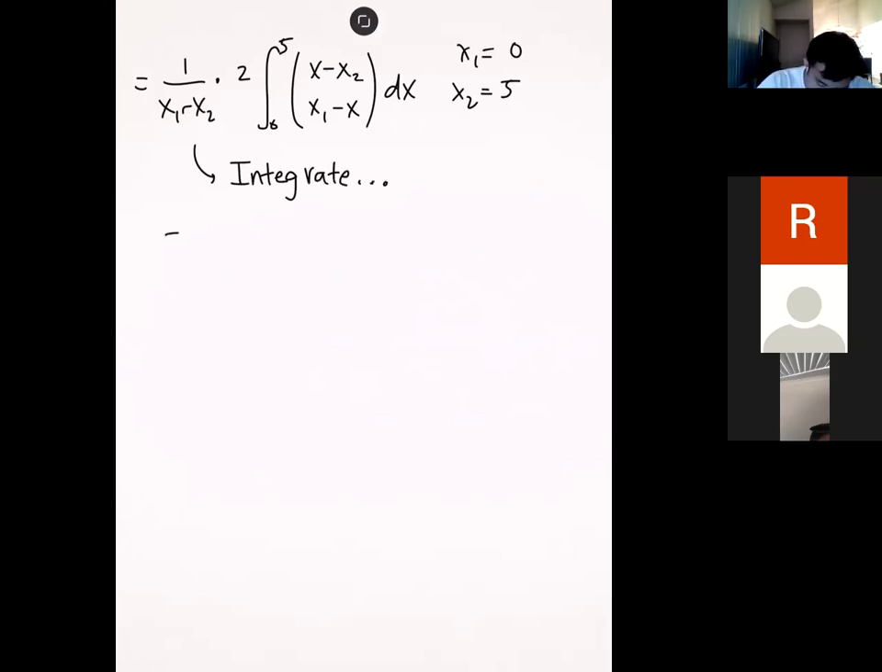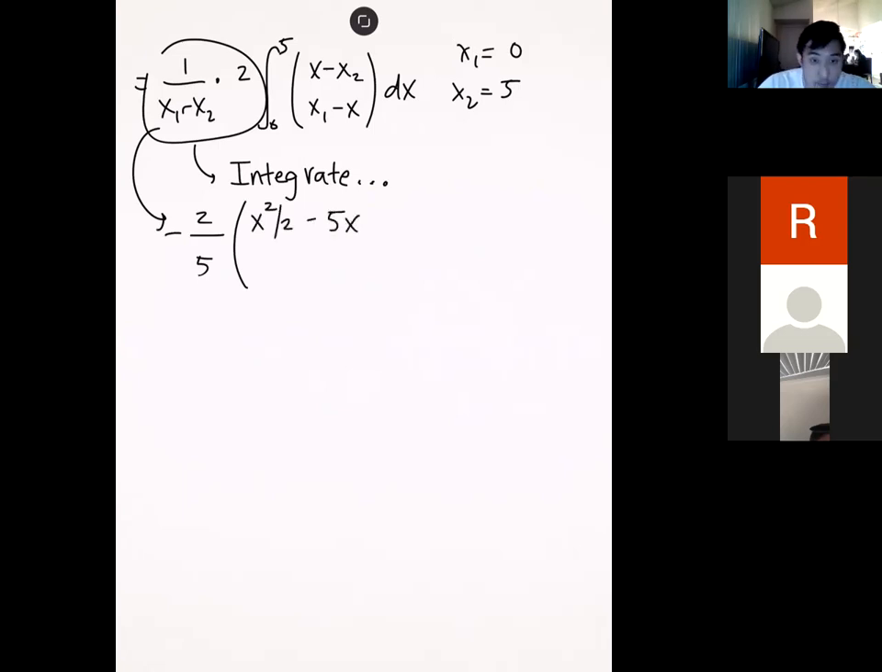So we have minus 2 over 5. And that's what you get from evaluating the terms out in front right here. And on the interior, we're going to have x squared over 2 minus 5x. And on the bottom, we're going to have just minus x squared over 2. And it's going to be evaluated from 0 to 5. And so once we plug in all the numbers, what we're left with is 5, 5.